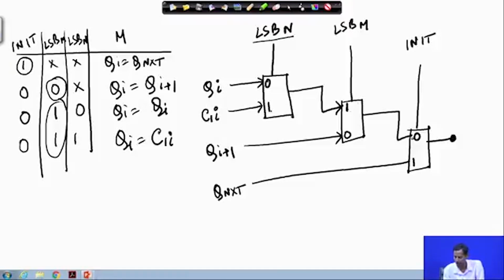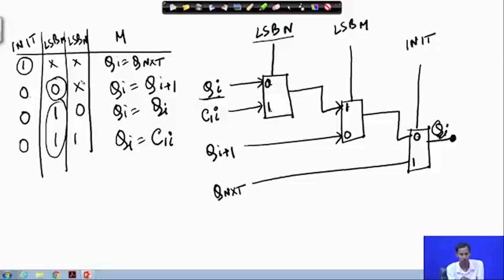So, at that time init value equals to 0. If you follow from this, 0 1 0, qi equals to qi. So, qi means this is nothing but the qi that I am considering. For 0 1 1, qi equals to c1i. Then for this particular case, for 0 0 do not care.